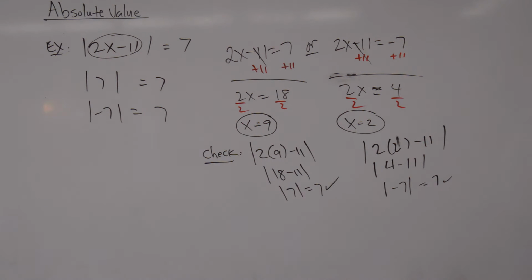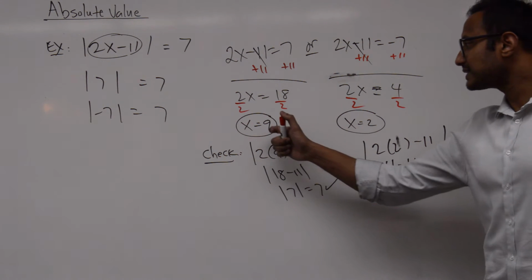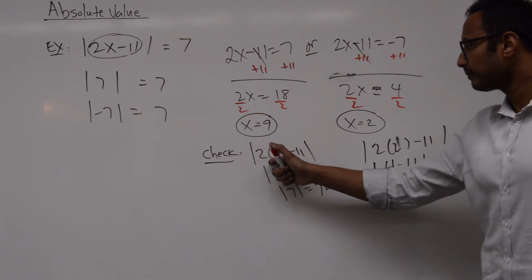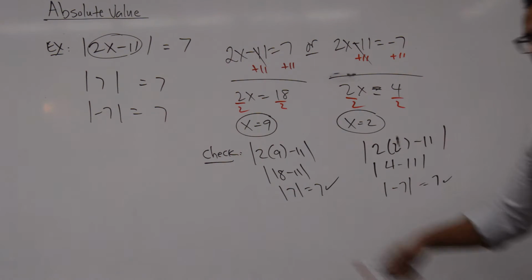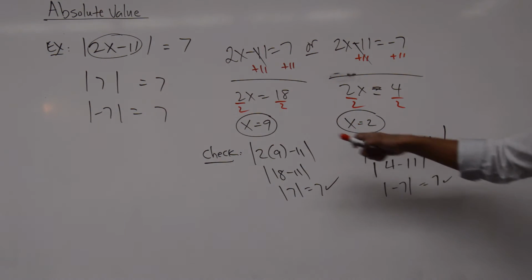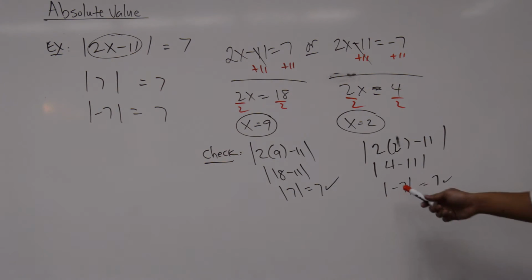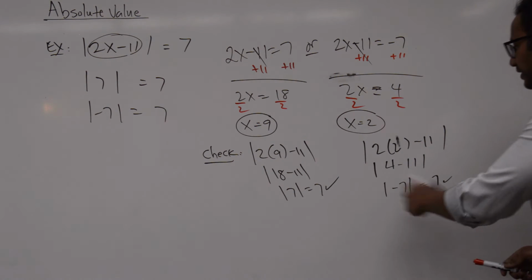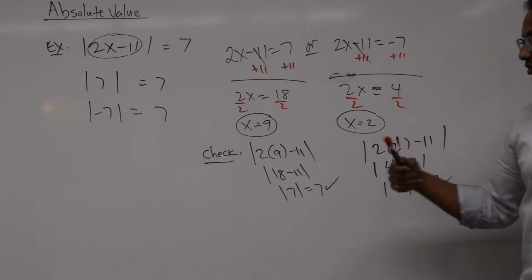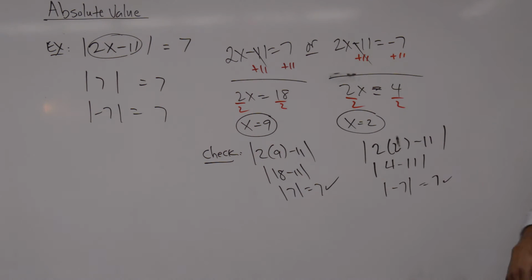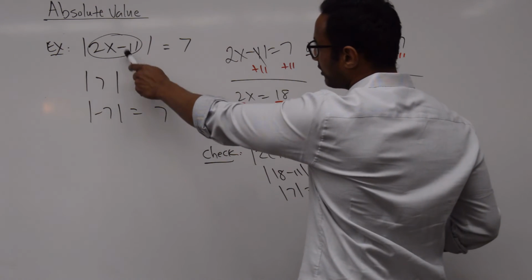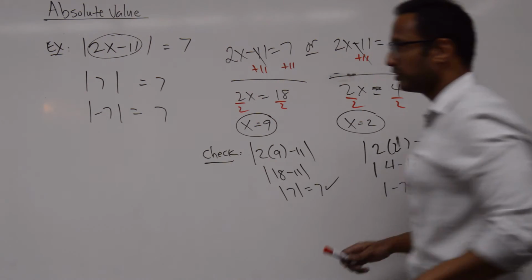So that also works. So 9 and 2, what they do is, this value, if you plug it in, makes that expression equal to 7. If you plug in x equals 2, it makes that expression equal to negative 7. And both have an absolute value of 7, which is why these are the solutions to that equation. So we're looking for numbers that will give this expression a value of 7 and a value of negative 7.